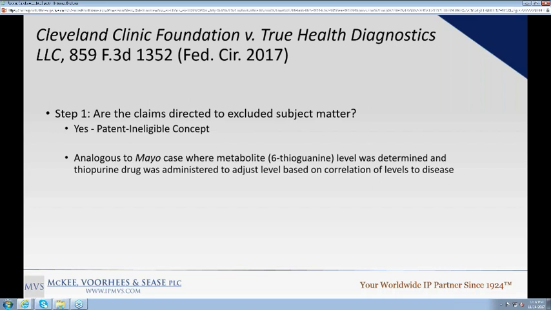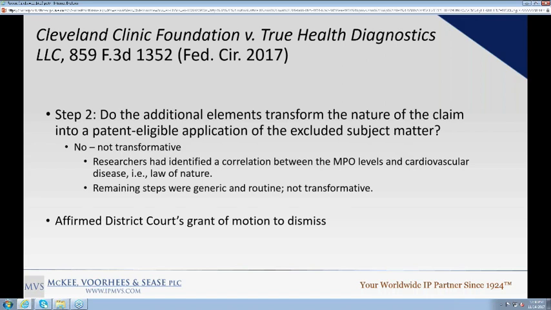It's a law of nature. This correlation between MPO activity levels or MPO mass and cardiovascular disease. It was highly analogous to the Mayo case, where you're looking at an amount of a metabolite level, correlating that to autoimmune disease and treatment of autoimmune disease, and figuring out that you want a certain amount of the drug metabolite in your system, or the drug in your system, you can measure that based on the metabolite. So you can then administer the drug in response to that. So in light of that, they said, yeah, it's an abstract idea, or it's a law of nature.